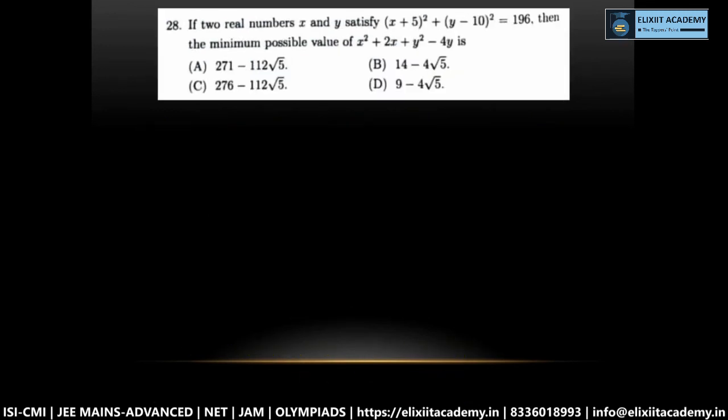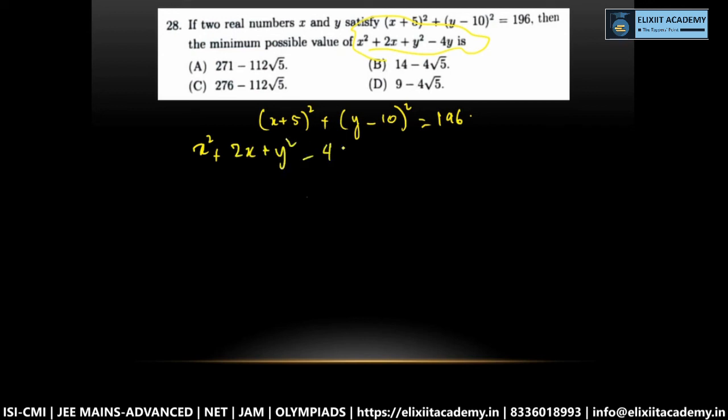Okay, next question. If two real numbers x and y satisfy x plus 5 whole square plus y minus 10 whole square is equal to 196, then the minimum possible value of x square plus 2x plus y square minus 4y is asked. So we are asked to find the minimum possible value of this expression. First of all, this first equation is a circle whose center is at minus 5 and 10.